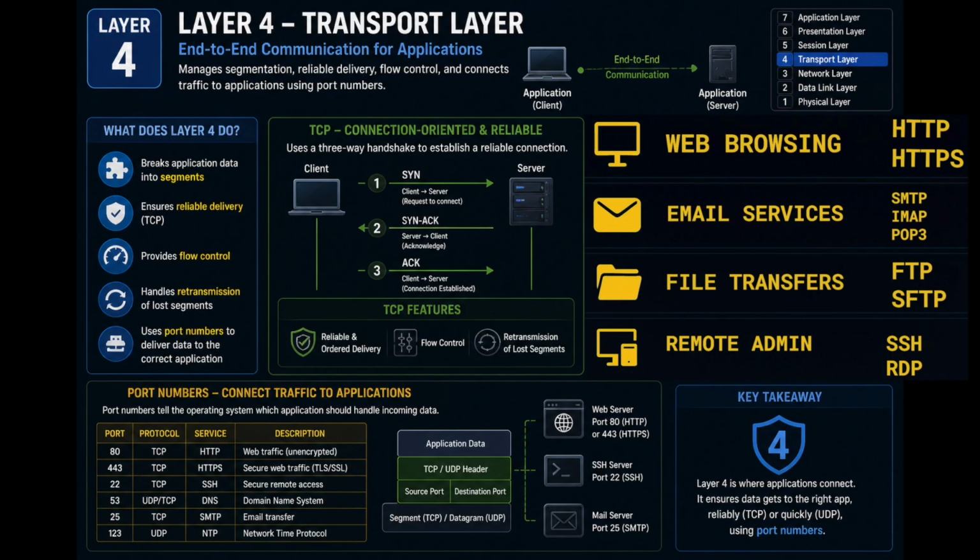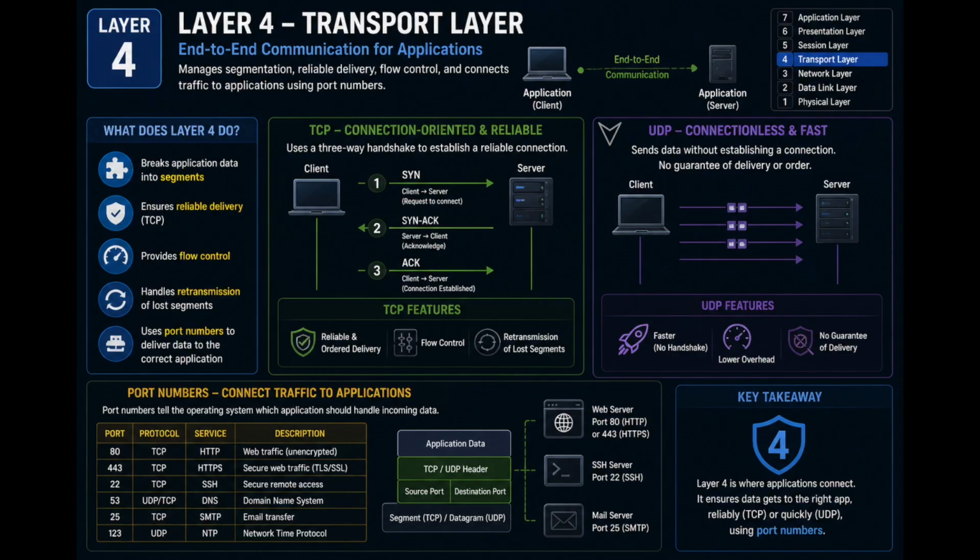TCP is commonly used by applications that require reliable, ordered delivery of data, such as web browsing, HTTP and HTTPS. For email services such as SMTP, IMAP, POP3. For file transfers, for instance, FTP and SFTP. And remote administration like SSH and RDP.